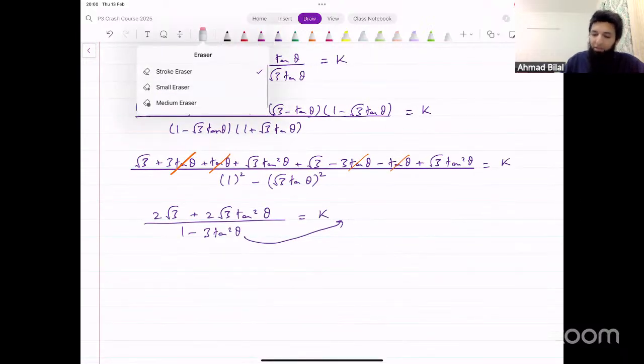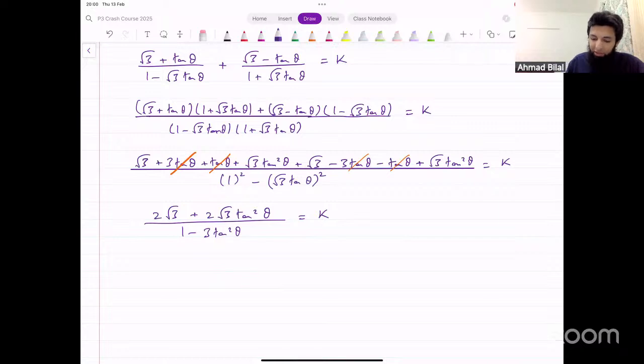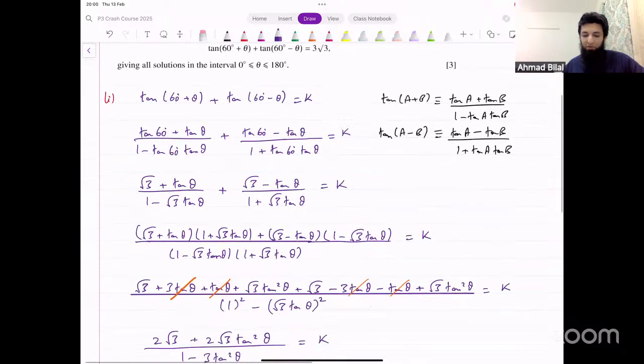Just take the denominator to the other side, and on the left side, you can take 2 square root of 3 common. That leaves you with 1 plus tan square theta on the left side. On the right side, you have k times 1 minus 3 tan square theta. And you have converted that equation to this form. This is what we wanted to do in the first part.